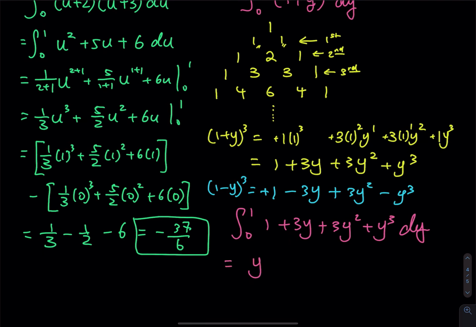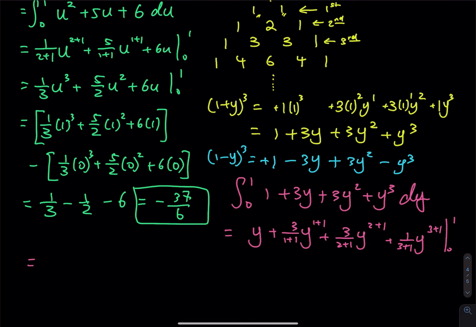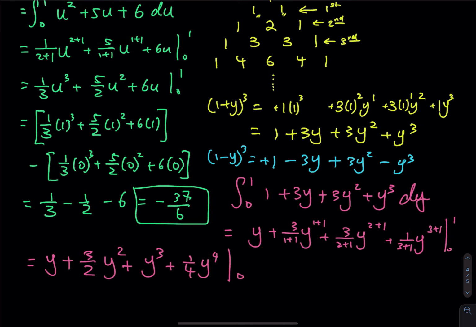So this will be a y, right? And then this will be y, 1 plus 1 is 2. So 1 plus 1, and then 3 divided by the power. And then 2 plus 1, 3 divided by the power. And then 3 plus 1, 1 divided by the power, goes from 0 to 1. So let's use all the space. So we have y plus 3 over 2 y squared plus y to the third, and then plus 1 over 4 y to the fourth. y goes from 0 to 1.